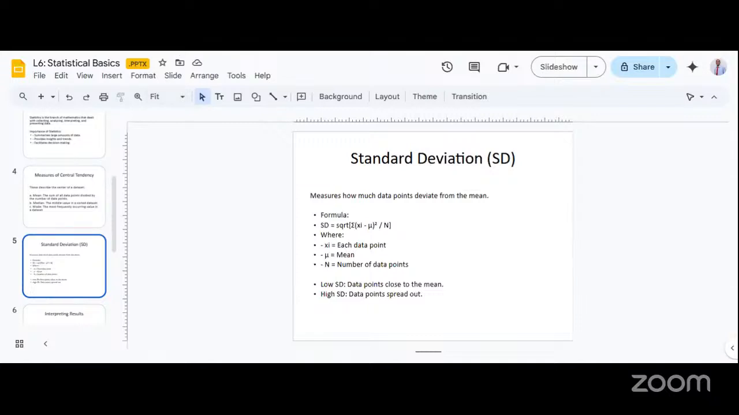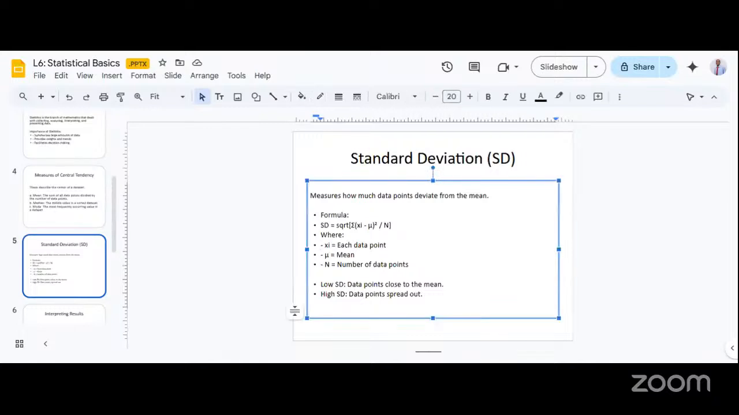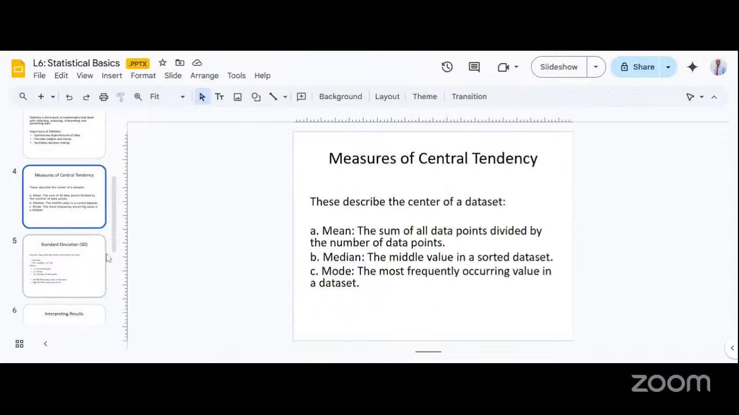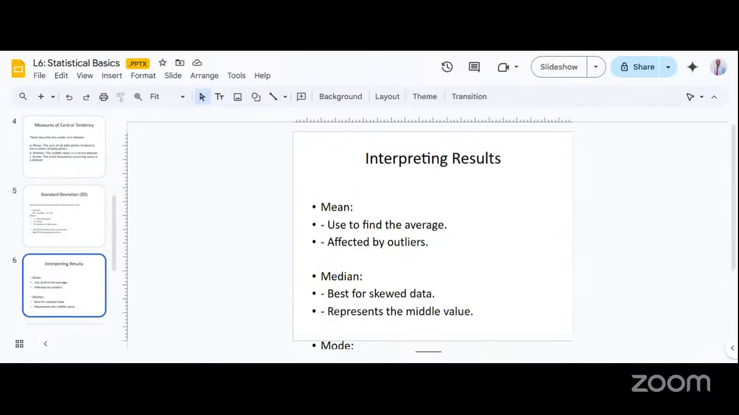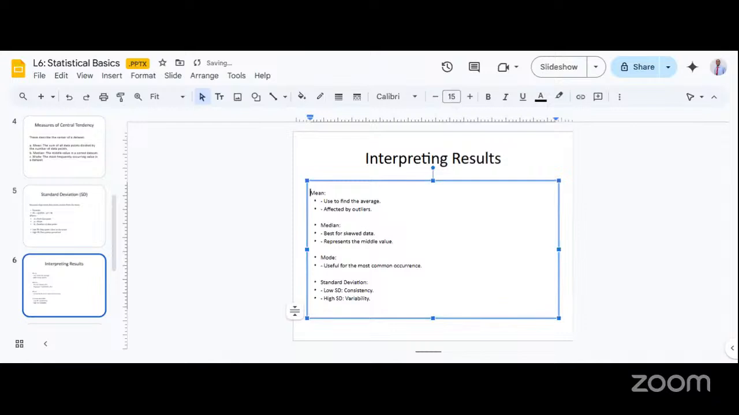So the objective of today's class is that by the end of this class, you will all learn the concepts of mean, median, mode, and standard deviation. Not only that, you'd also learn how to calculate the statistical measures and also interpret the results of these statistical measures also. So that's what you'll be able to benefit from at the end of this class. So that's something you should take note of.